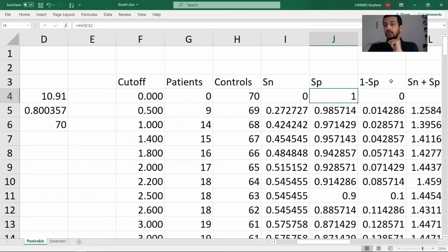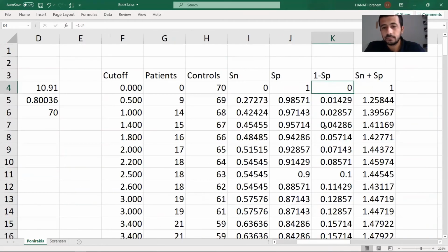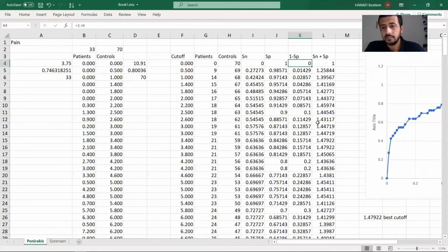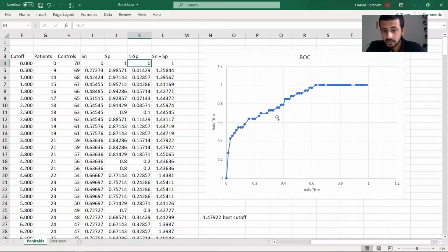Okay. 1 minus specificity, I just calculated it. 1 minus this cell gives me 1 minus specificity. Why do I need 1 minus specificity? Do you remember? To draw the curve, to have an area under it. Exactly. To draw the curve. And this is the curve. What I plotted in here is sensitivity and 1 minus specificity.